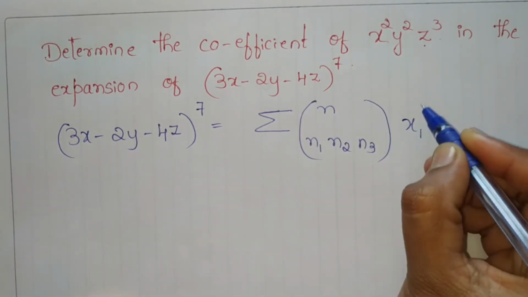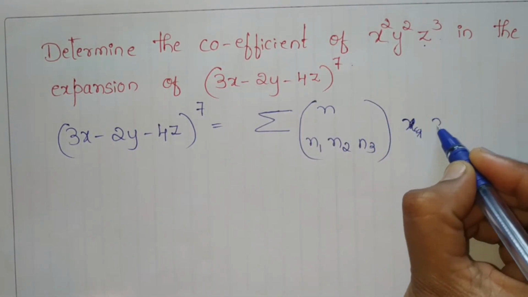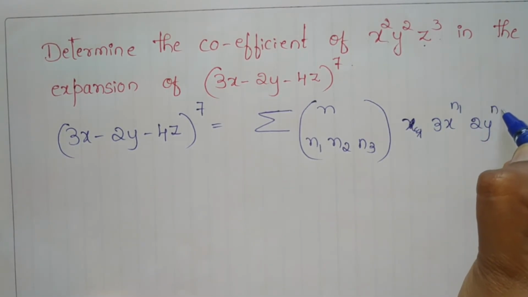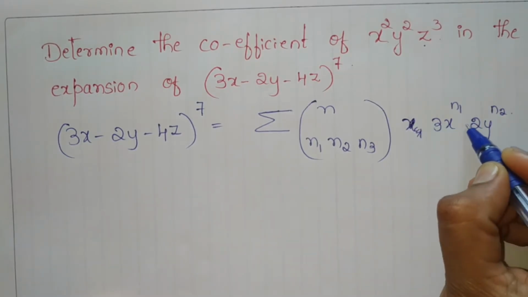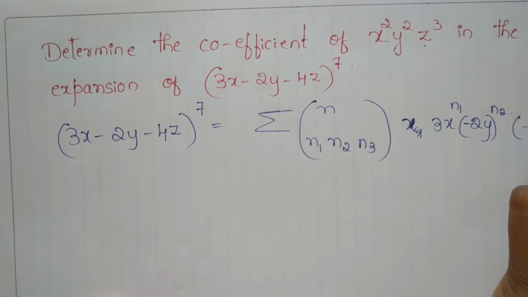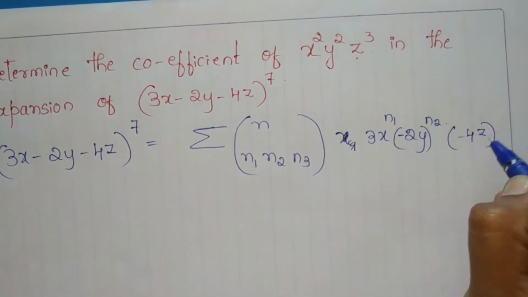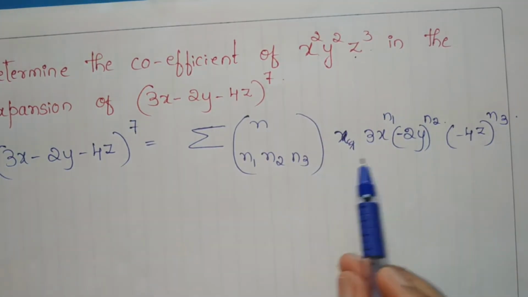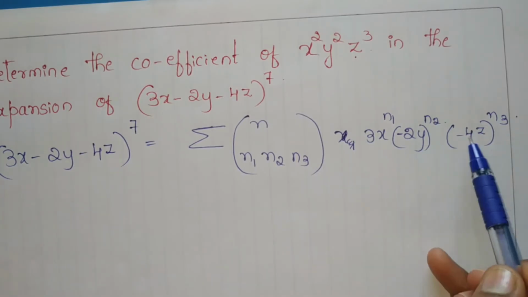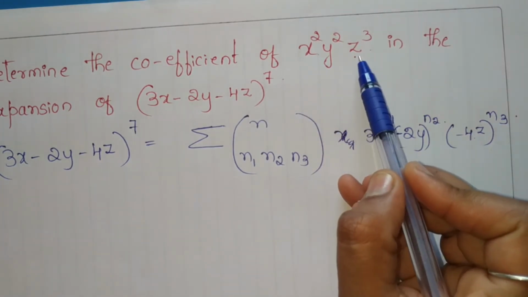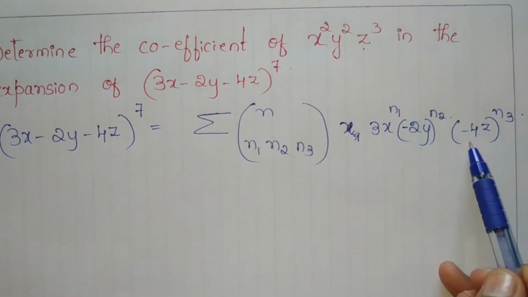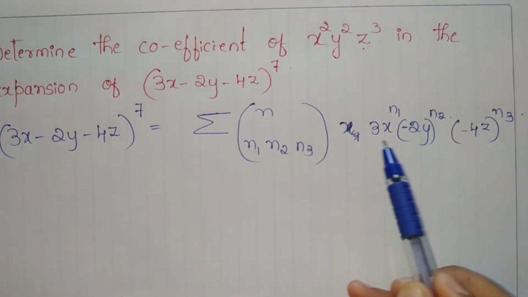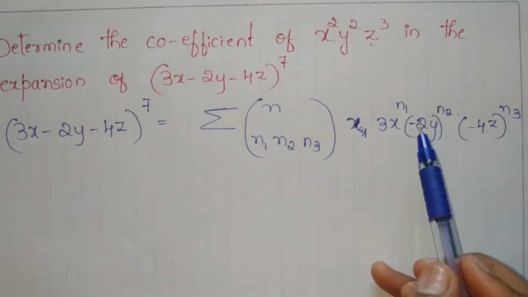Here x1 is equal to 3x raised to n1. Next, minus 2y raised to n2, and minus 4z raised to n3. So this is nothing but the coefficient of this term. The term should be in the form x square, y square, z cube. So that term should come for me. Then the coefficient is nothing but the coefficient of that term x square, y square, z cube.